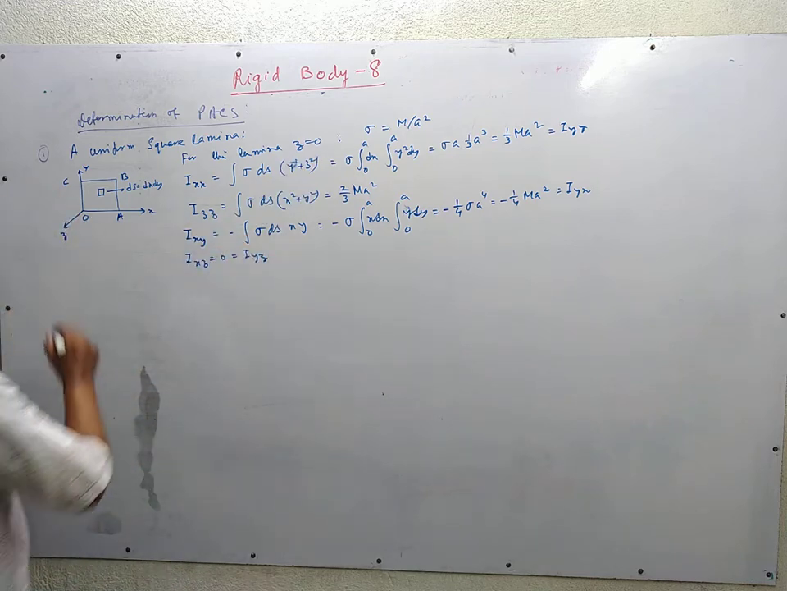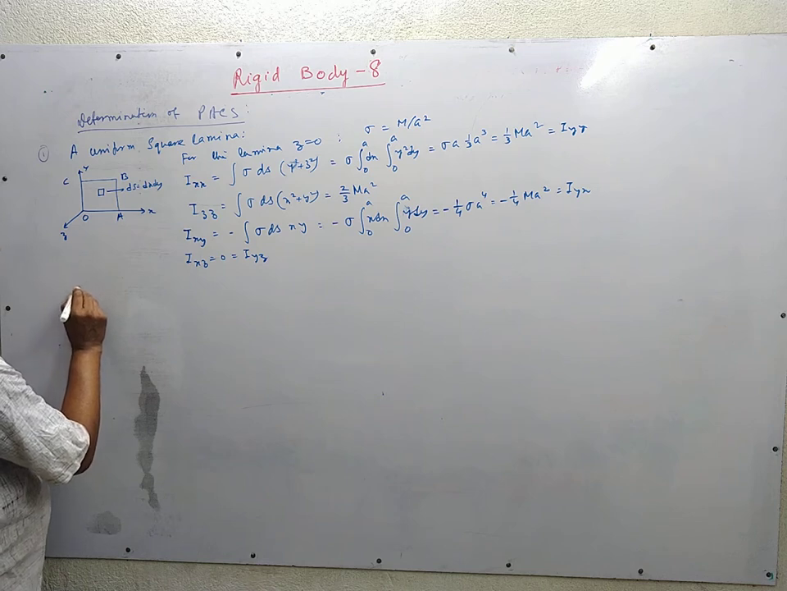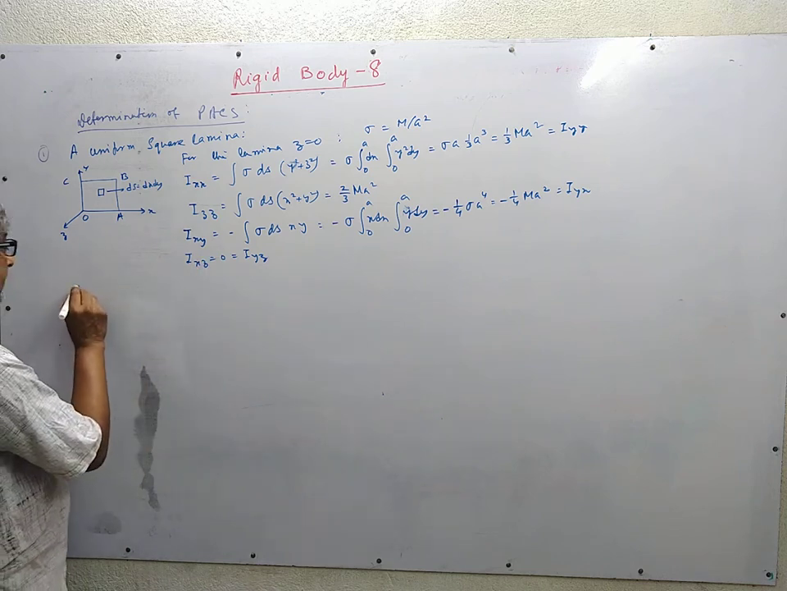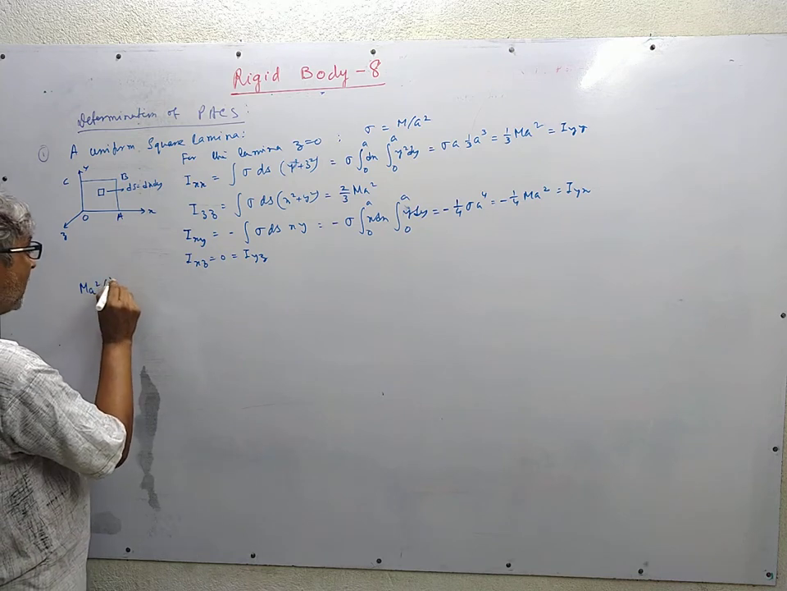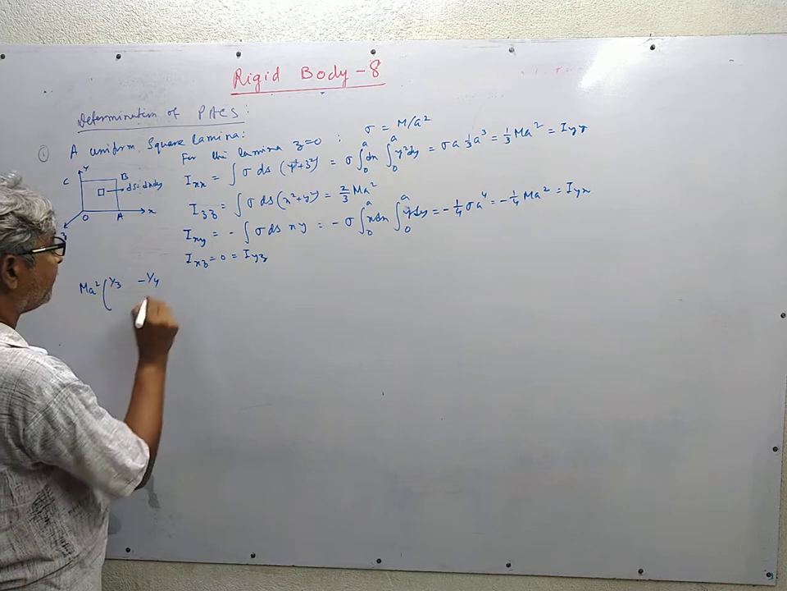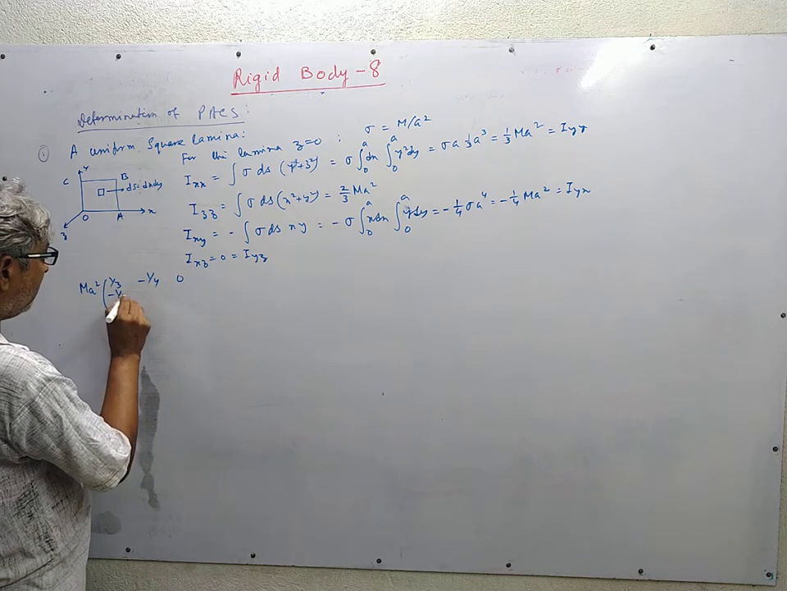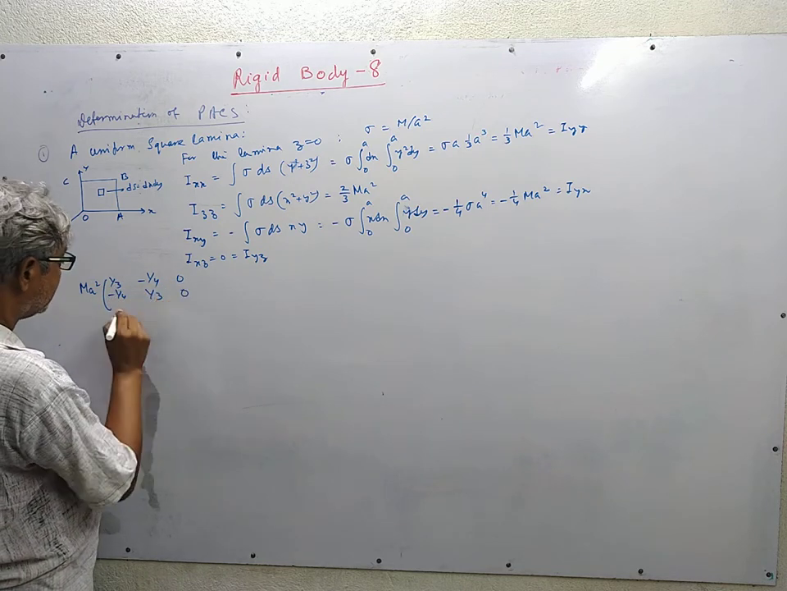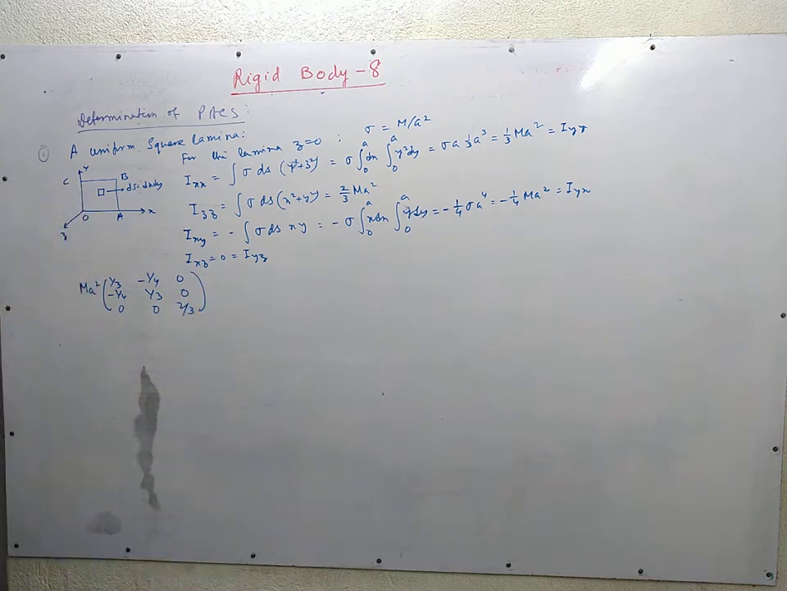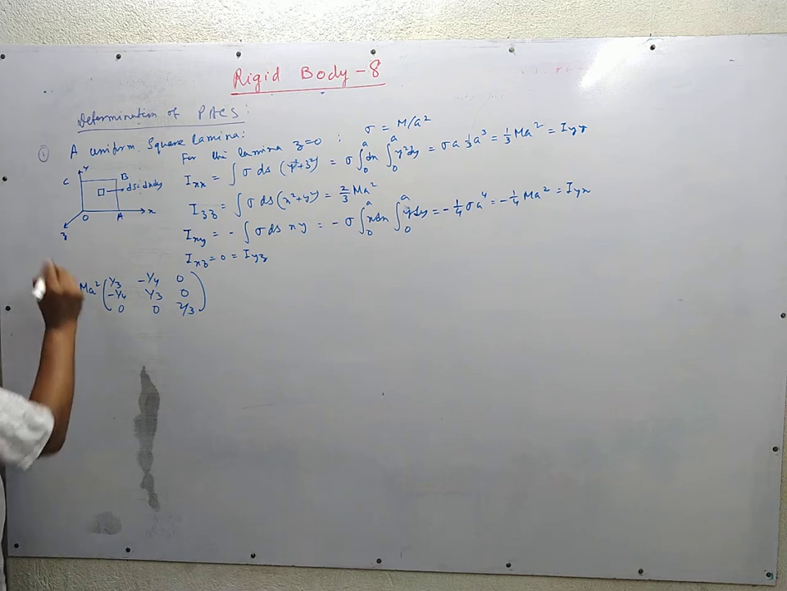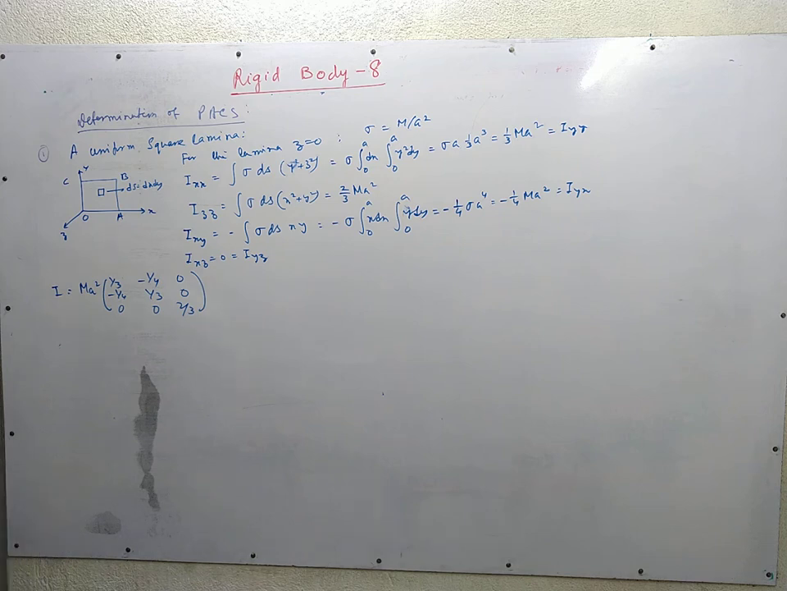So in the S frame, the moment of inertia is m a square taken common, times the matrix 1/3, minus 1/4, 0; minus 1/4, 1/3, 0; 0, 0, 2/3. This is the moment of inertia tensor in this coordinate system. Our aim is to find out the principal axis coordinate system.